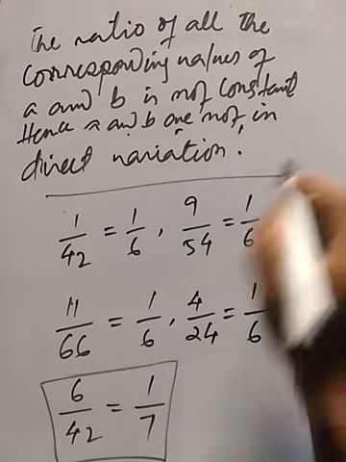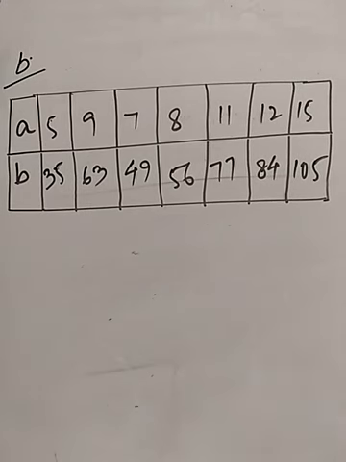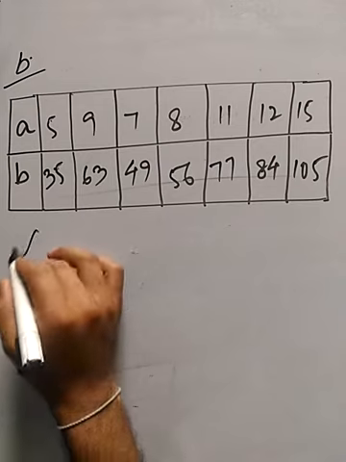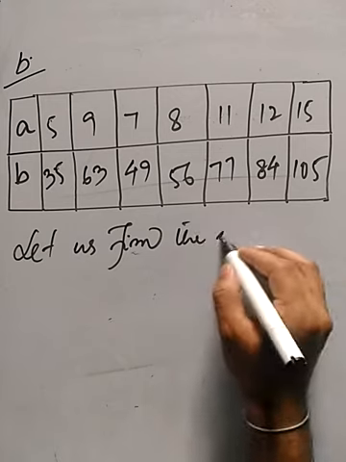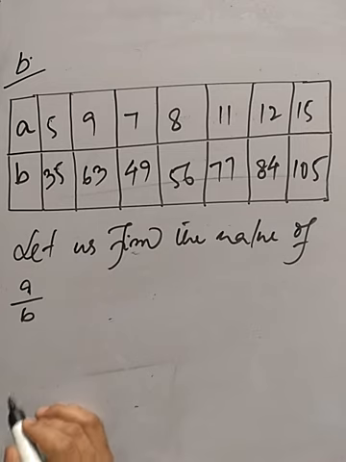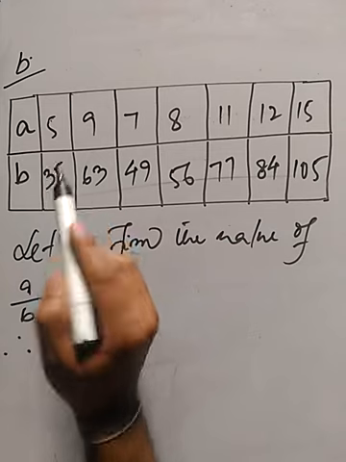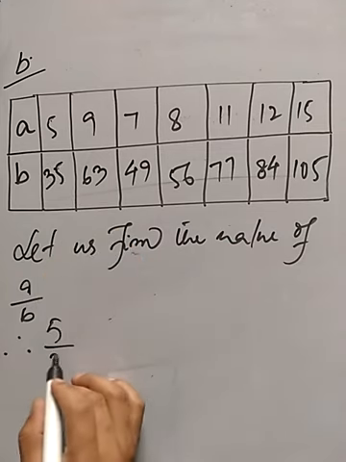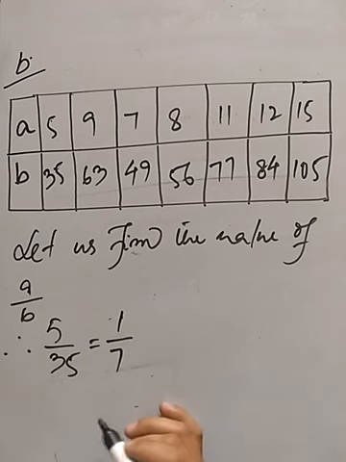Okay, we'll move to the next question. Question B. Here is the question, question number 1B. We are going to do the same process. I'll start the solution. Let us find the value of A by B. Therefore, the corresponding values of A and B, that means 5 and 35, 5 by 35. 5 1 is 5, 5 7 is 35. So we'll be getting 1 by 7.